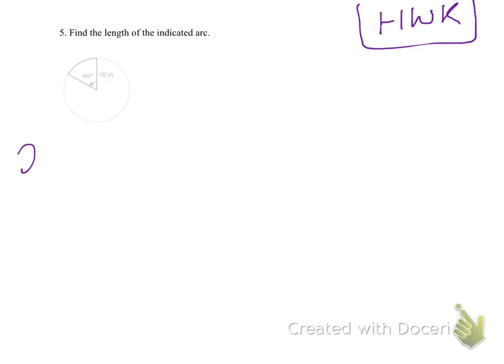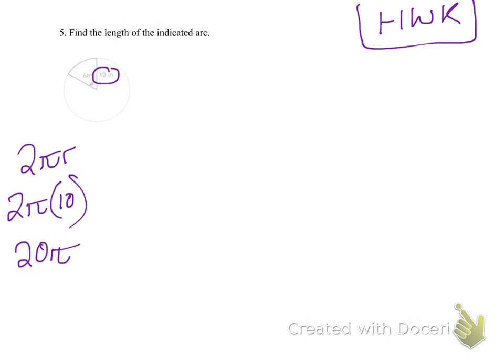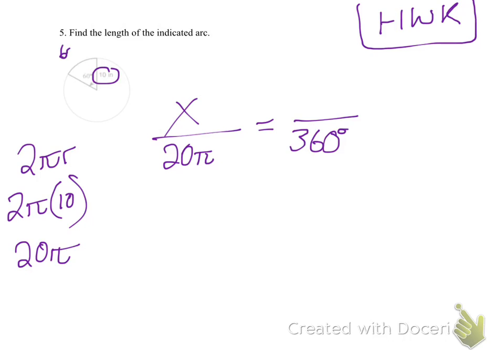Let's find the circumference, because we know we're going to use that. This time our radius is 10, so 2 times pi times 10, so my circumference is 20 pi. Cool. So 20 pi is our circumference, and that is for the whole 360 degrees of a circle. I am trying to find the arc length of an arc that has an angle measure of 60 degrees, because the central angle is 60 degrees.